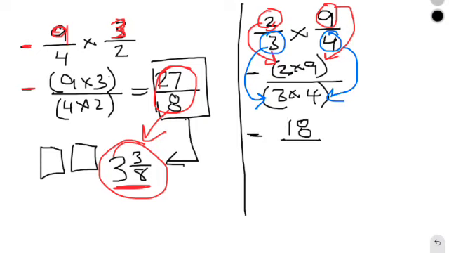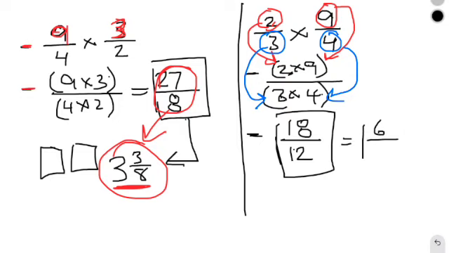2 times 9 is 18, divided by 4 times 3 is 12. Okay, if we go on to solve this problem, and turn this improper fraction into a mixed fraction, you see that the answer would be 1 and 6 over 12. Okay, so this is how we solve improper fractions. This is how we multiply improper fractions.